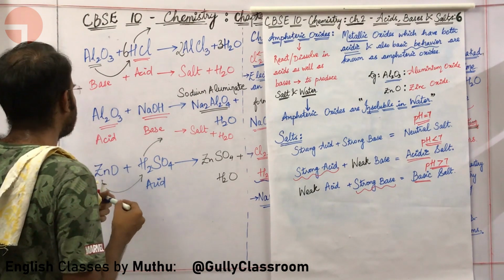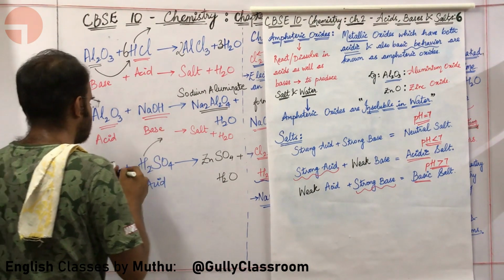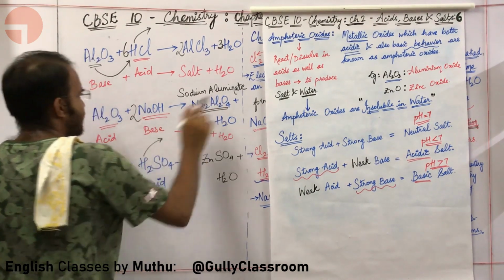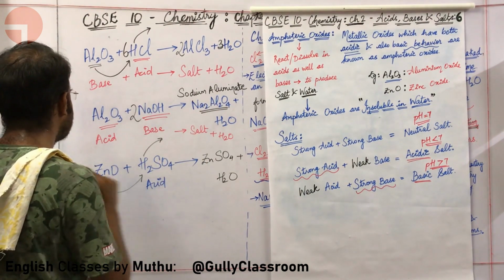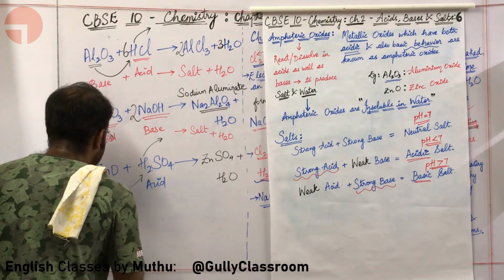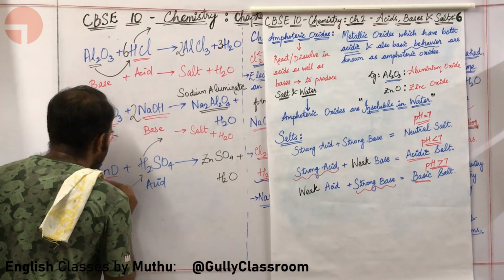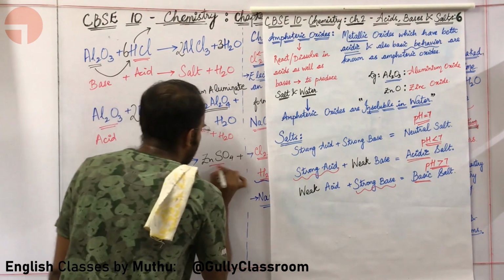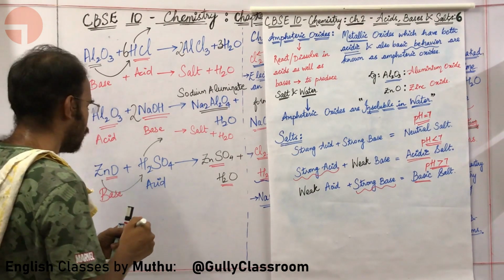Okay, with this particular equation, I forgot to balance this equation. I think I need to put a 2 over here. Yes, that particular equation is balanced. Let me continue here. Here zinc oxide is behaving as a base. It is combining with the acid and it is producing salt and water.